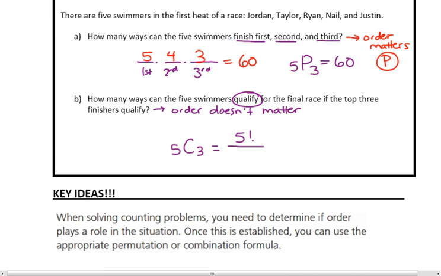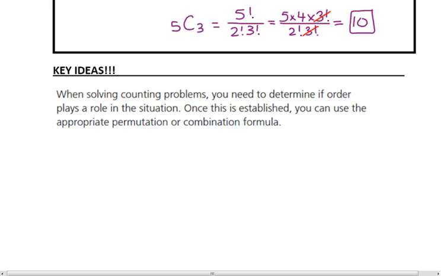Remember the formula is 5 factorial over 5 minus 3, so 2 factorial, and then divided by r factorial. Just to review, I could write this as 5 times 4 times 3 factorial over 2 factorial times 3 factorial, and the 3 factorials would cancel. So we're left with 5 times 4 divided by 2, or 10. 10 combinations. So what's the key idea? When solving these counting problems, you need to determine if order plays a role. Does order matter? Then you can decide whether it's a permutation or a combination.